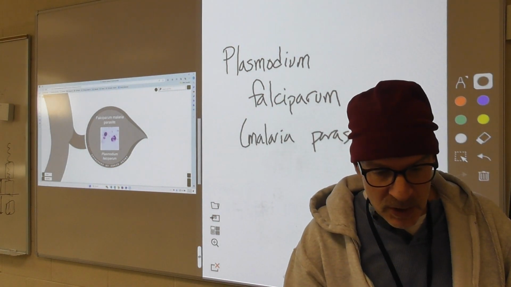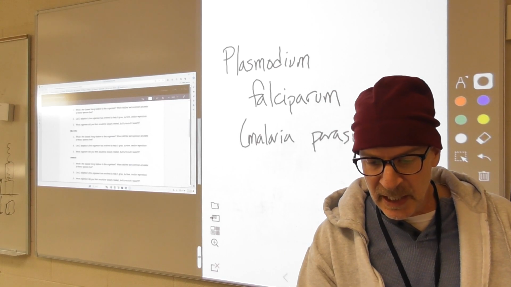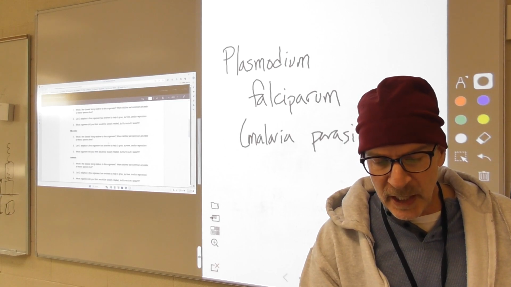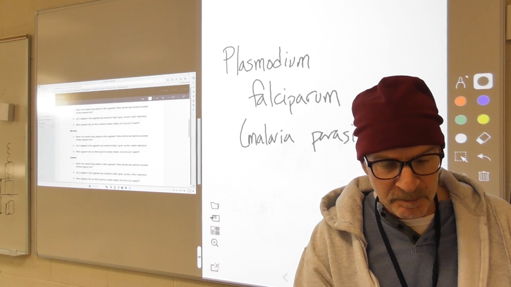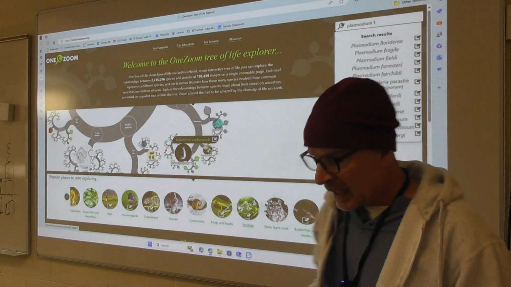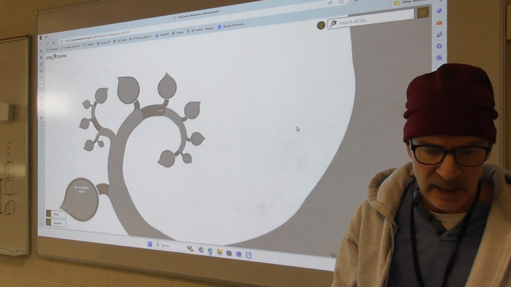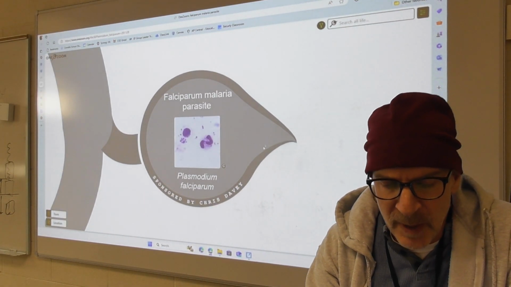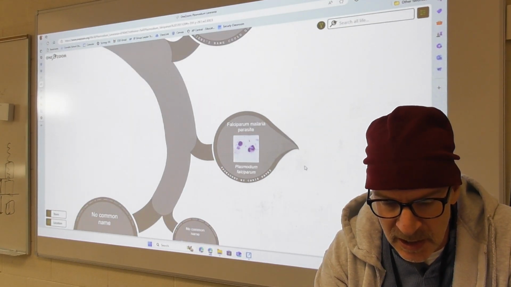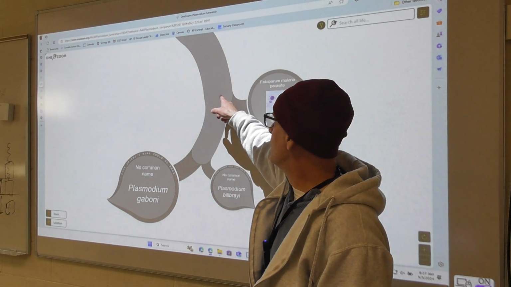So let's go to the questions real quick and make sure that we get everything answered. The first thing is, what's the closest living relative to this organism? And when did the last common ancestor of these species live? So let's go back to our Tree of Life and look at this Plasmodium falciparum. To see the closest living relative, we zoom out just enough that we can see a branch point that has this organism on one side.